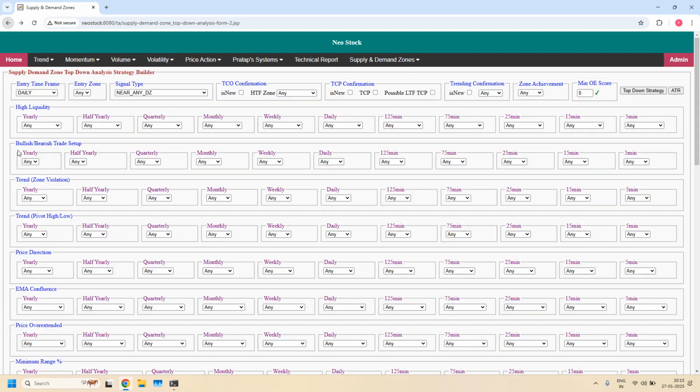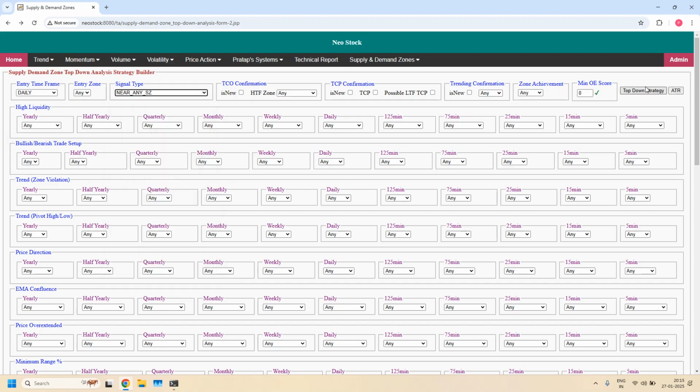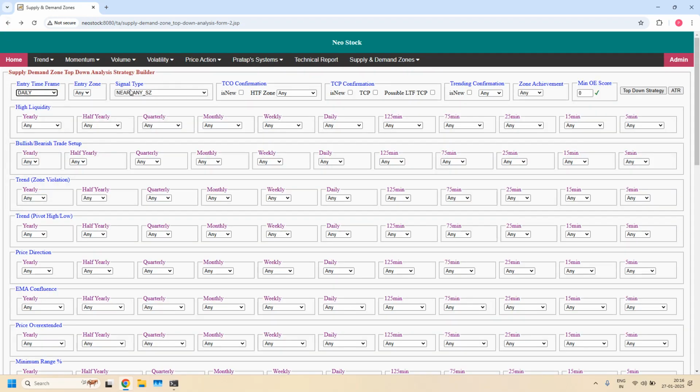Okay, next. Daily time frame. Let us find the stocks near daily supply zone. We got 3 stocks. And we don't have any high liquidity supply zones from this list. Okay, next. Daily time frame.